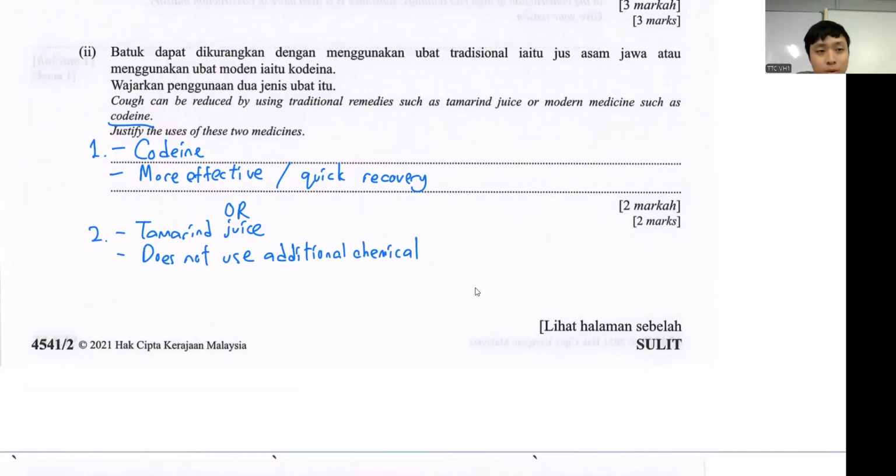In Chinese we call it 中药. Or you can also say no side effect. Also possible. Yeah, you choose either one. Normally you can choose either modern or traditional, depending on what you like, whether you want to be more of a traditional guy or a modern guy.